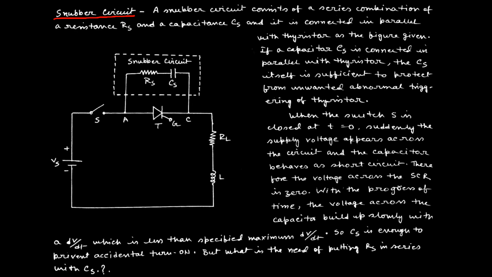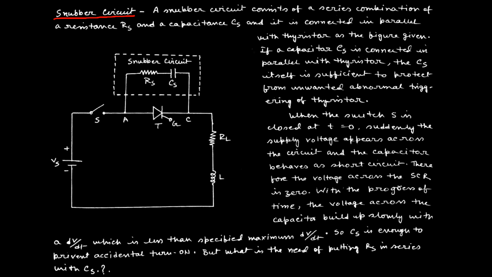But what is the need of putting Rs in series with Cs? Because it can protect from high dI/dt. Again there is a question: how will dV/dt and dI/dt both be protected by using this Snubber circuit? So let me discuss in detail.